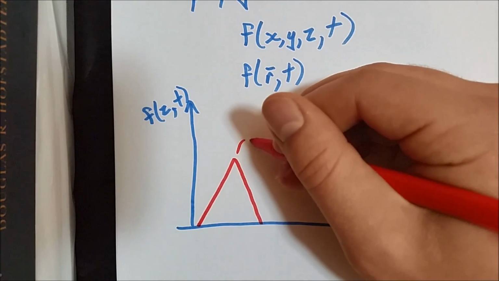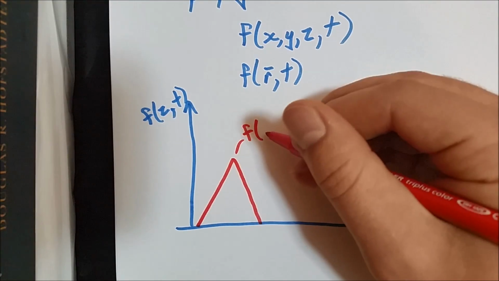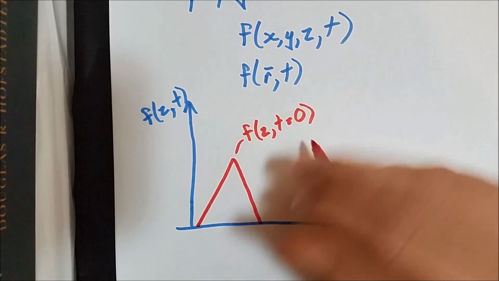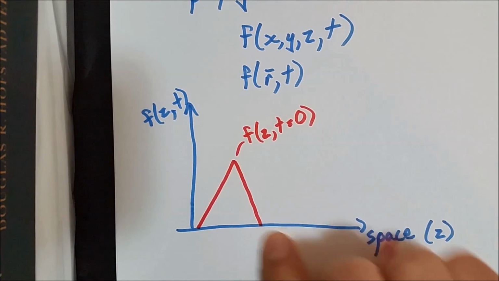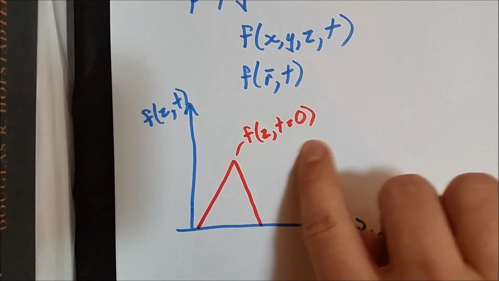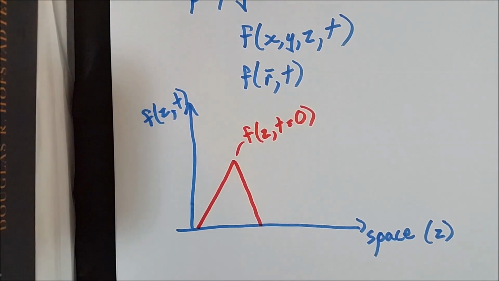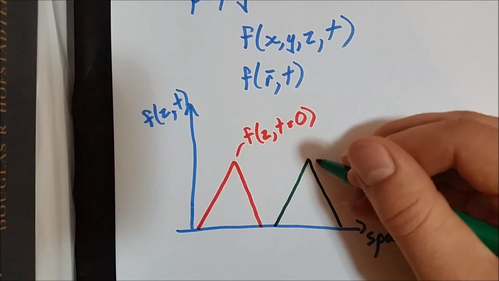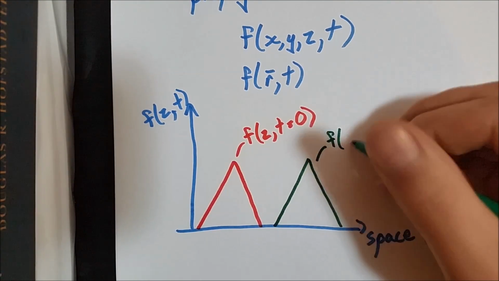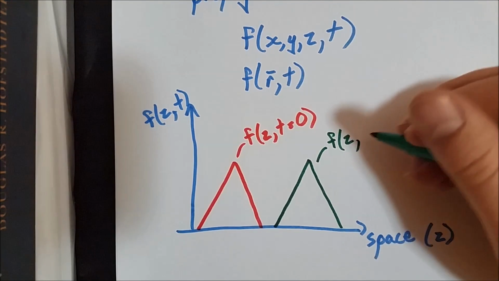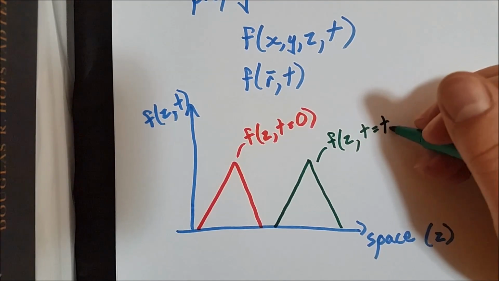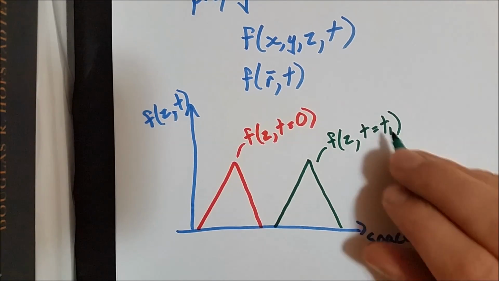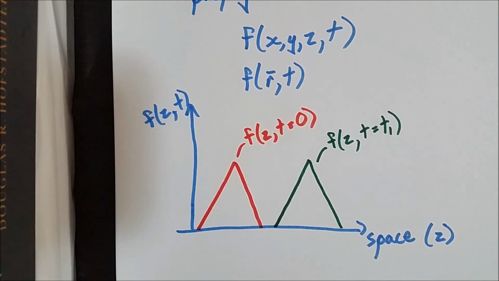Now this is the function of z at some time t equals 0. So this is what the wave looks like originally. It's at some point in space, and it's at time t equals 0. Now if we take a snapshot of it at a later time, this is now the wave function of z at some time t equals t1. So you can see that it's moved through space as time has progressed forward.